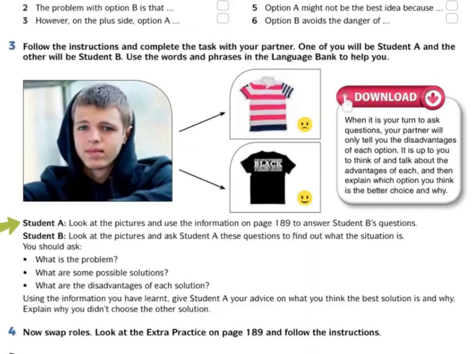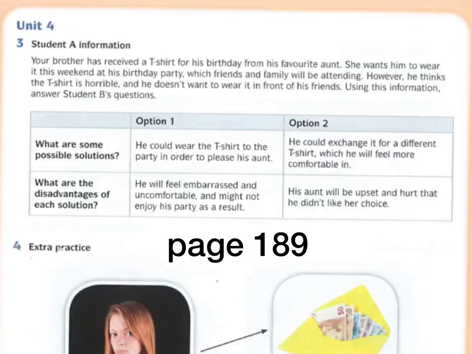Student A. Look at the pictures and use the information on page 189 to answer student B's questions. Now let's look at page 189. Inilah information yang student A boleh guna untuk menjawab soalan student B.